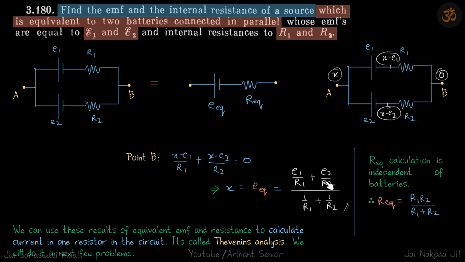Both very useful. Now we can use these results of equivalent EMF and resistance to calculate current in one resistor in the circuit. So we'll see in the next few problems how we are going to make use of this. It's called Thevenin's analysis, and we'll do it in the next few problems.